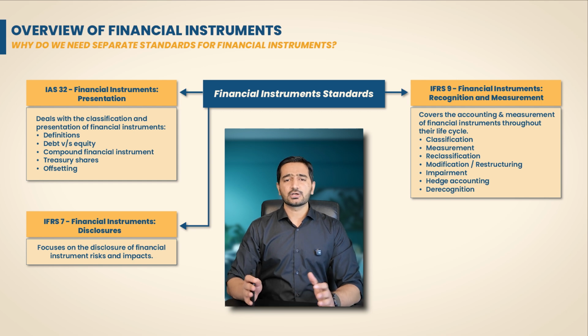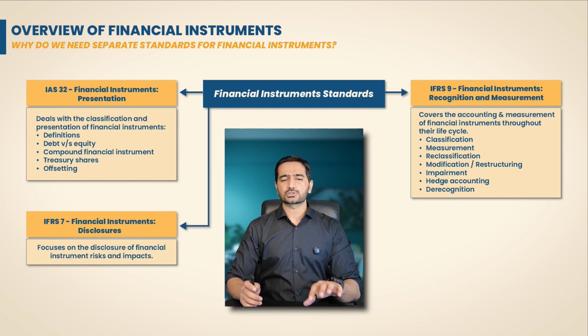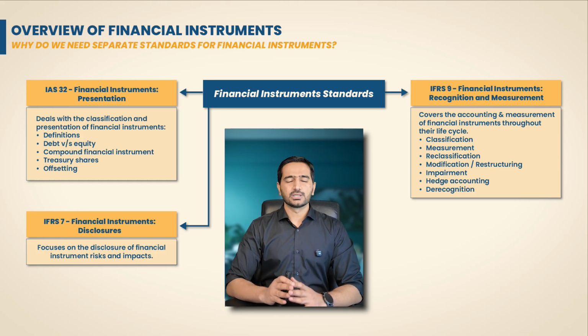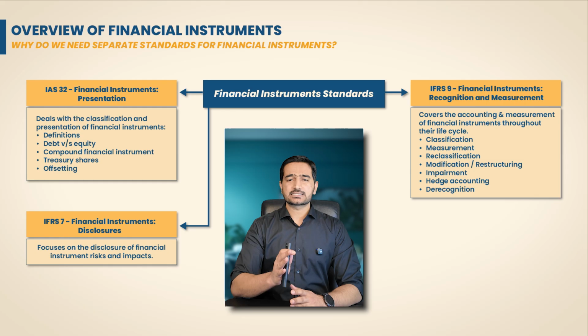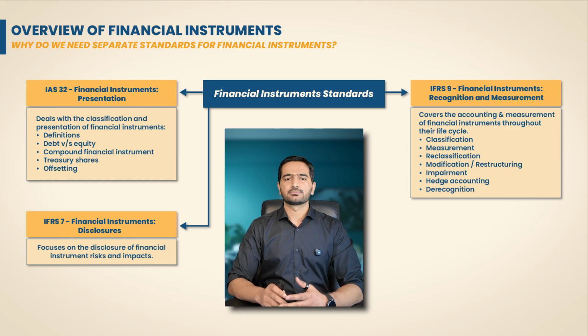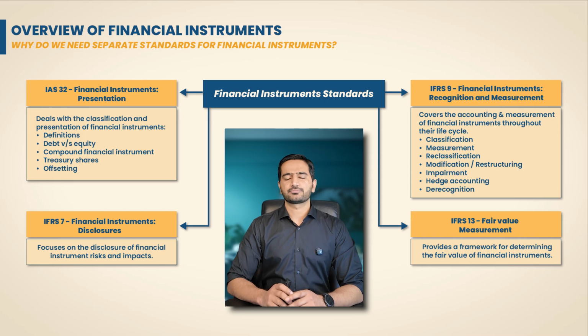So IFRS 7 requires all of this information to be disclosed so that investors, lenders, and other stakeholders get a complete and transparent picture. In one line, IFRS 7 answers the question, what do you tell the world about financial instrument? And the fourth standard is IFRS 13, fair value measurement.